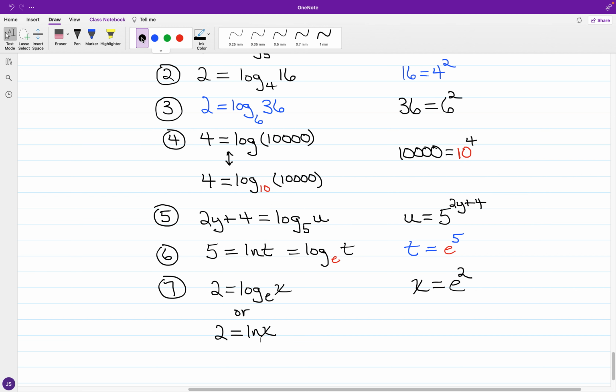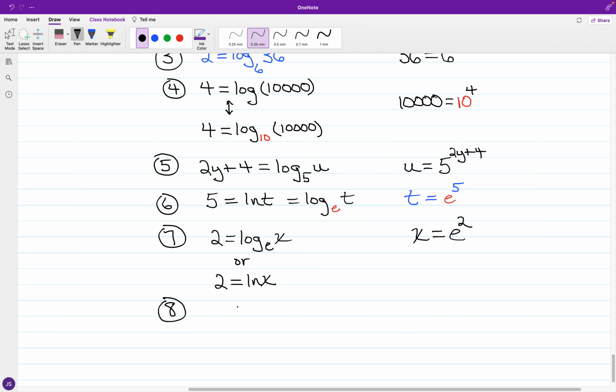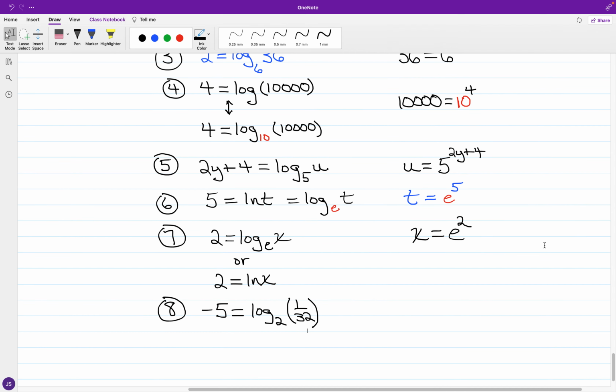And also you could have fractions in the mix. Let's say we take what we have in the statement, say we have -5 is equal to the base 2 logarithm of 1 over 32.